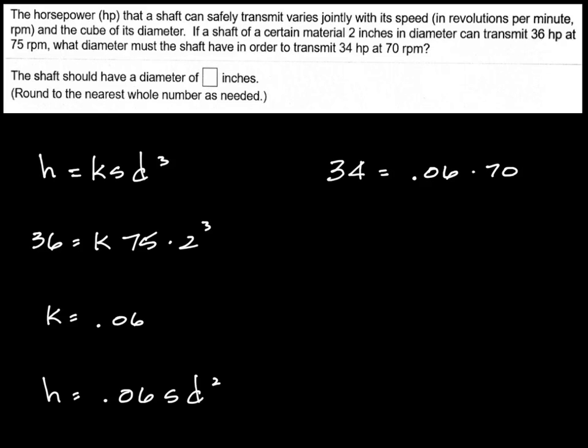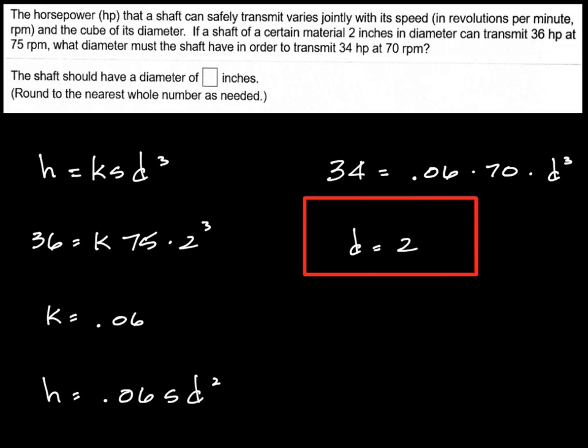So 34 equals 0.06 times 70 times D cubed. Here we're trying to calculate the diameter, so we'll solve for D. Divide both sides by 0.06 times 70, and then take the cube root of both sides, and we get D equals 2. So we would need a diameter of 2 inches. So in order to transmit 34 horsepower at 70 RPMs, we would also need a shaft with a diameter of 2 inches.